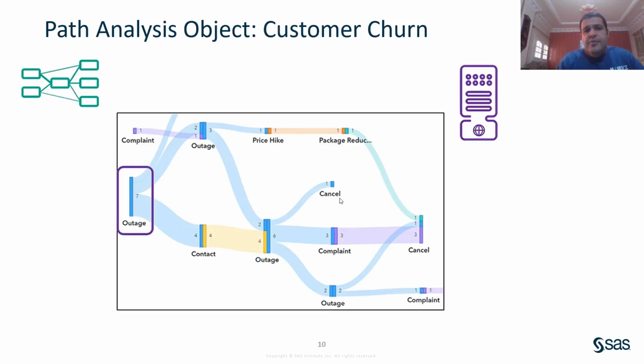Another example, related to a service provider company, is customer churn. In this example, the company needs to know the main issues with the customers that churn from their company. So we will notice here that the most important event that happens is an outage in all paths in this path analysis object.